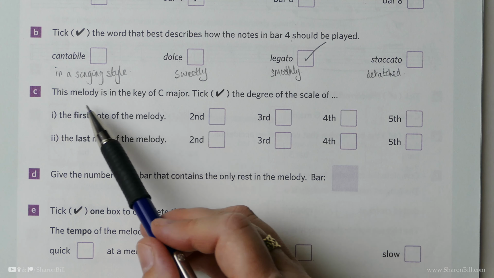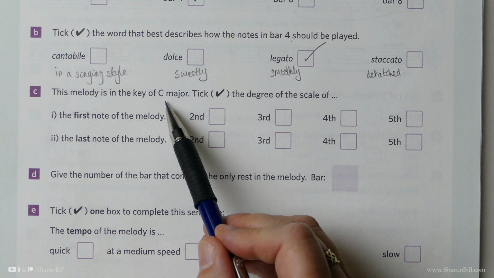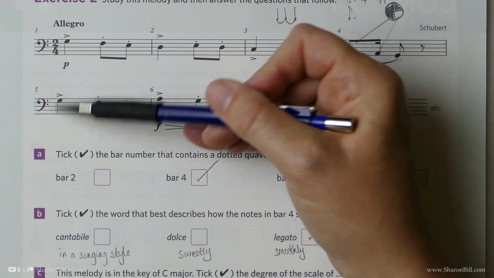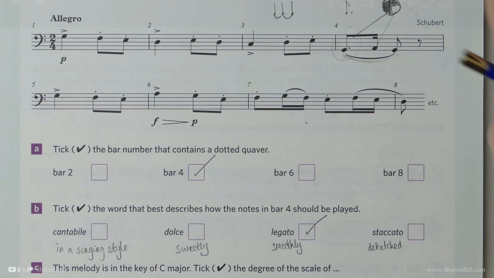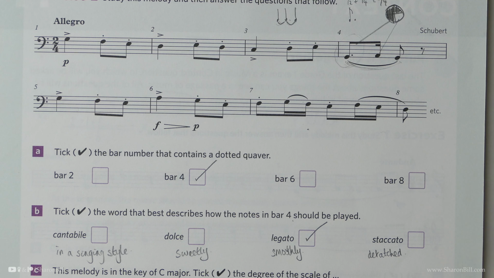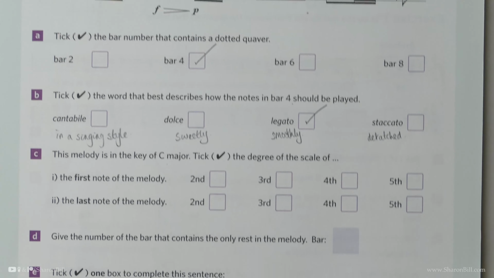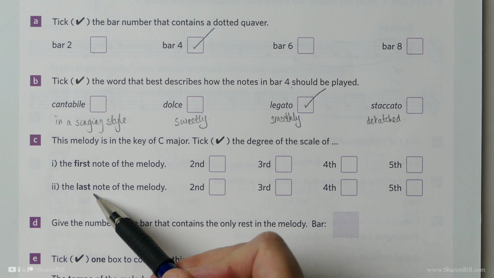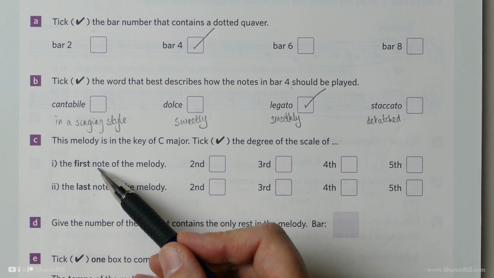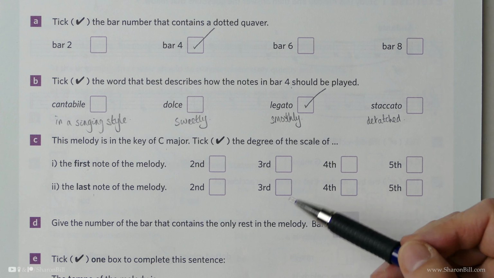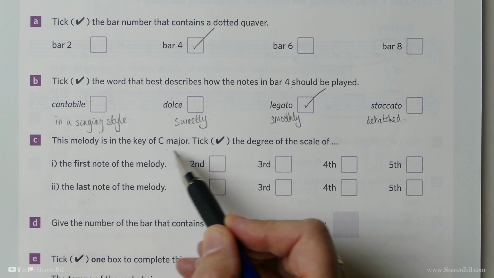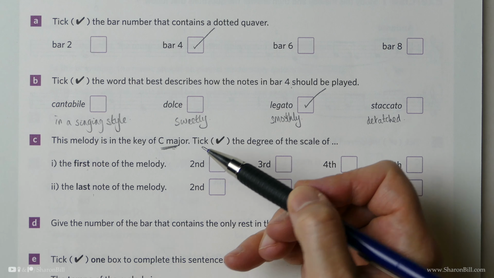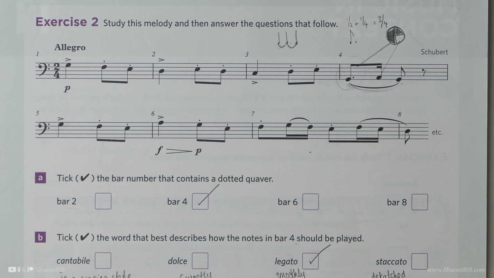Let's look at the next question. So we're told that the melody is in the key of C major, and we know that because there is no key signature, no accidentals, and the major scale pattern that has no sharps or flats is C major. And now we're asked to tick the degree of the scale of the first note and the last note. So we need to find out what degree of the scale the first note of the melody is. We can't answer that until we know that we're in the key of C major. So now that we know that it's C major, we can work and find the answer.